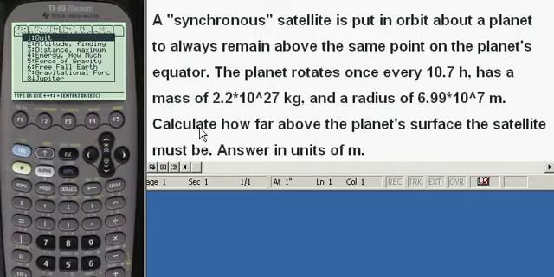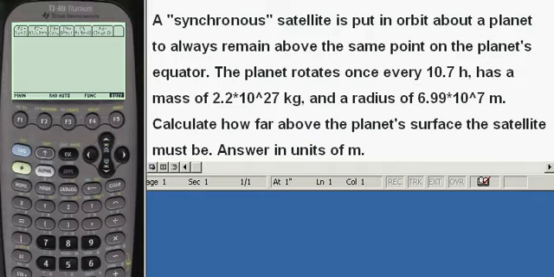In this case, since we want to calculate how far above the planet's surface the satellite is, that would mean altitude in physics. So we're going to choose number 2, another planet besides Earth with the satellite, the altitude above. I'm going to choose that, and we're going to press enter.